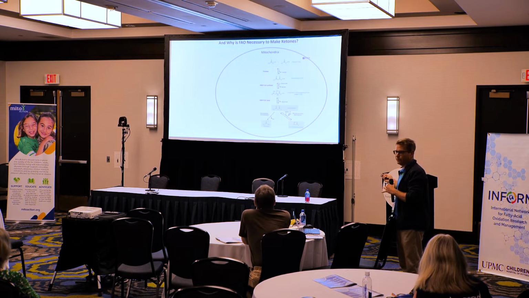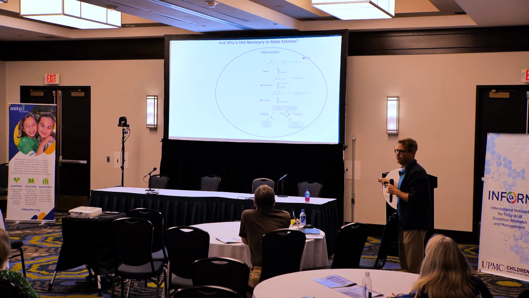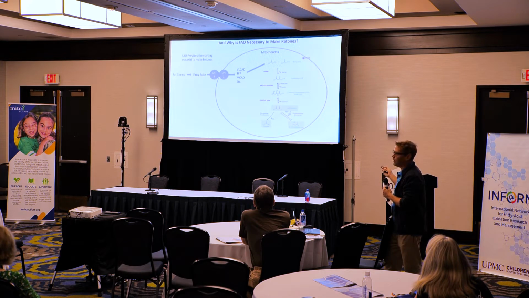Where the trouble comes in is getting the starting material. At the very top, you see those two little chemical structures, and it says acetyl-CoA. That's the starting material that you have to have in order to make ketone bodies. And that comes from fatty acid oxidation.